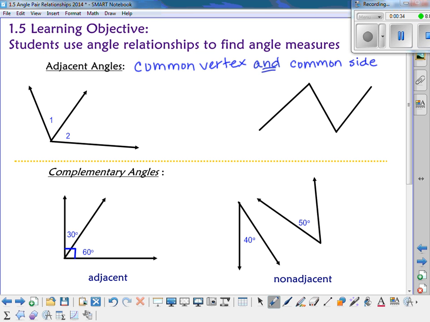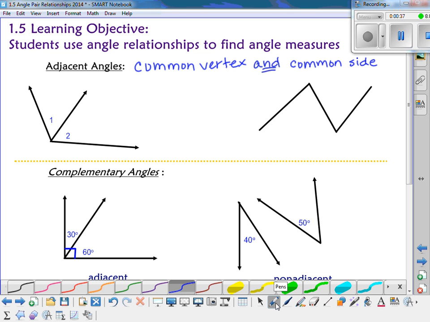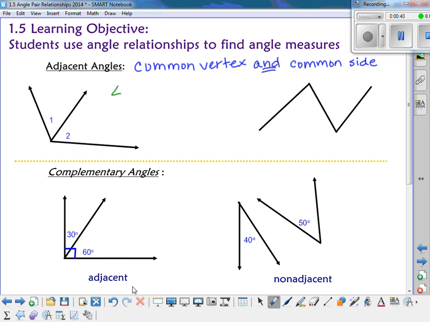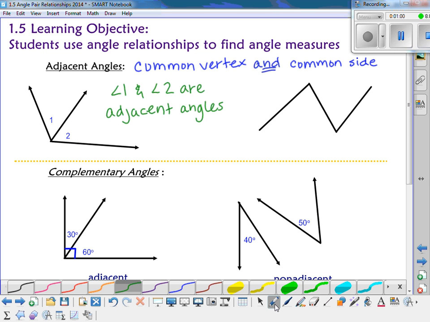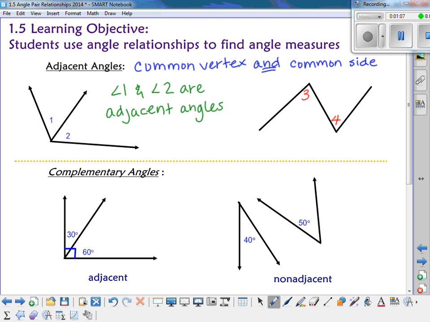So if I look at this first figure on the left here, angles 1 and 2 are adjacent angles. Adjacent just means next to. But if I look at this other figure and I call this angle 3 and this is angle 4, angle 3 and 4 are not adjacent angles, because while they share a side, they don't have the same vertex, so they are not adjacent.